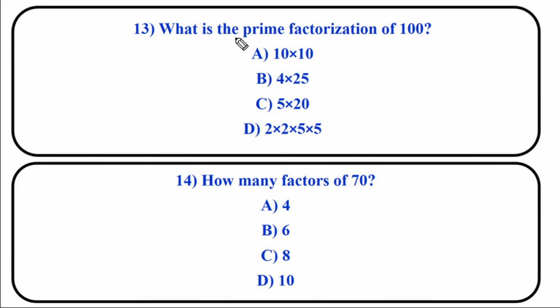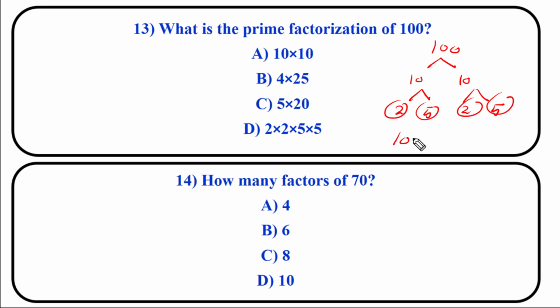Number 13, the same. What's the prime factorization of 100? We can say that 100 equals what, guys? Equals 10 times 10, and 10 equals 2 times 5. Ask yourself, what are the prime numbers now? 2 and 5. So circle the prime numbers. We can write 100 as double 2 and double 5.